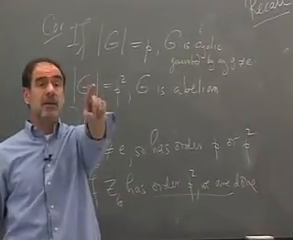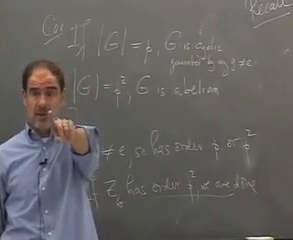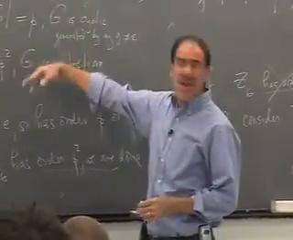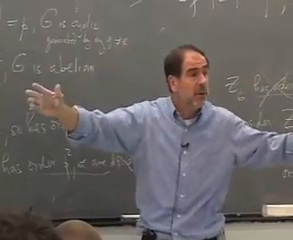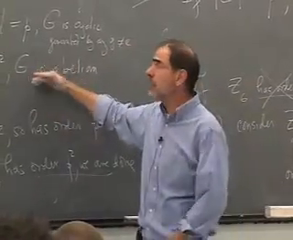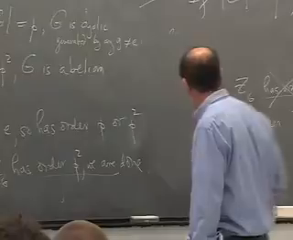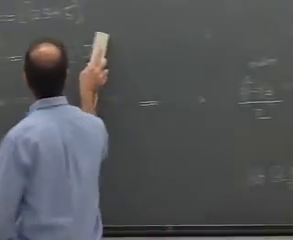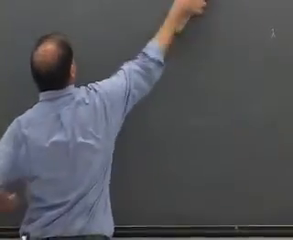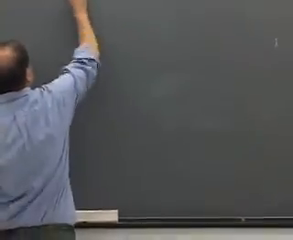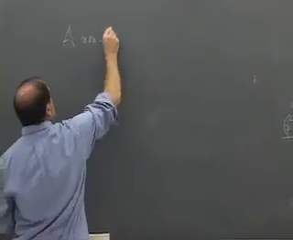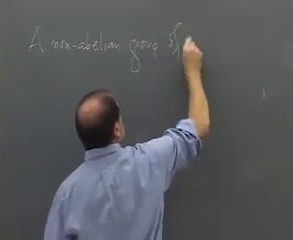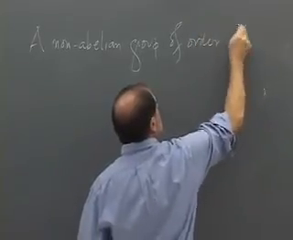Now you might think, because I haven't shown you otherwise, that a group of prime power order is always abelian. Maybe this is very weak. Maybe any group of order p cubed is abelian. So to show you that this is a good theorem, this is actually meaningful, I have to show you a group of order p cubed that's not abelian. So here it is. A non-abelian group of order p cubed.